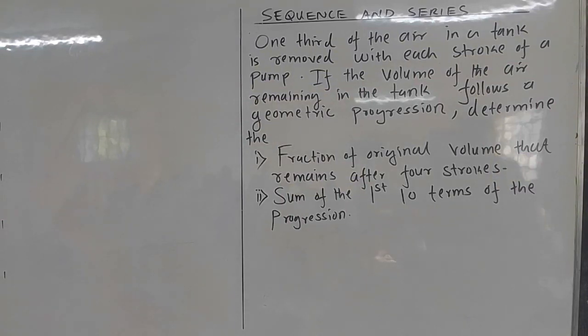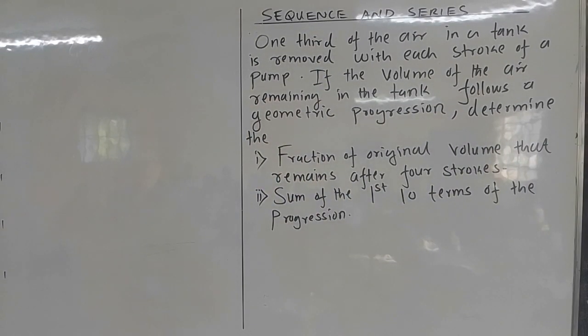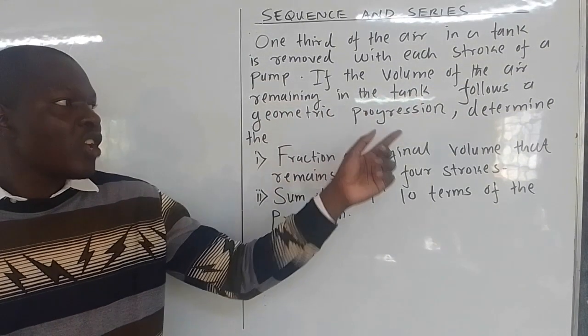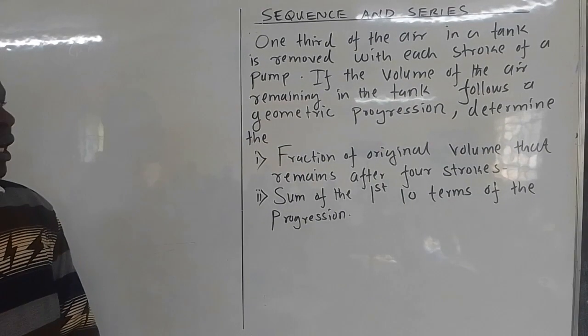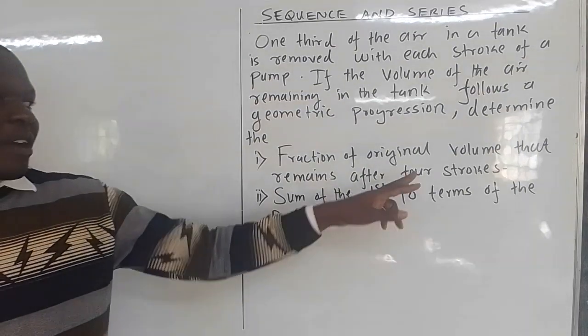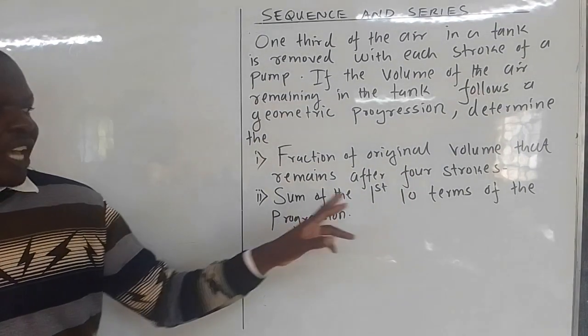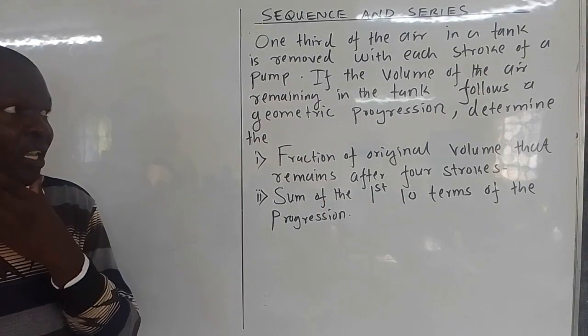So in this case, you've been told 1/3 of the air in a tank is removed with each stroke of a pump. If the volume of the air remaining in the tank follows a geometric progression, determine the fraction of the original volume which remains after four strokes, isn't it? Then you've been told the sum of the first 10 terms of the progression.